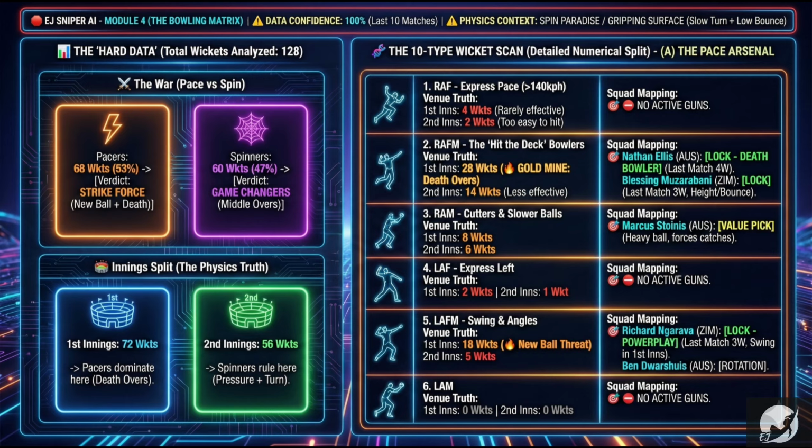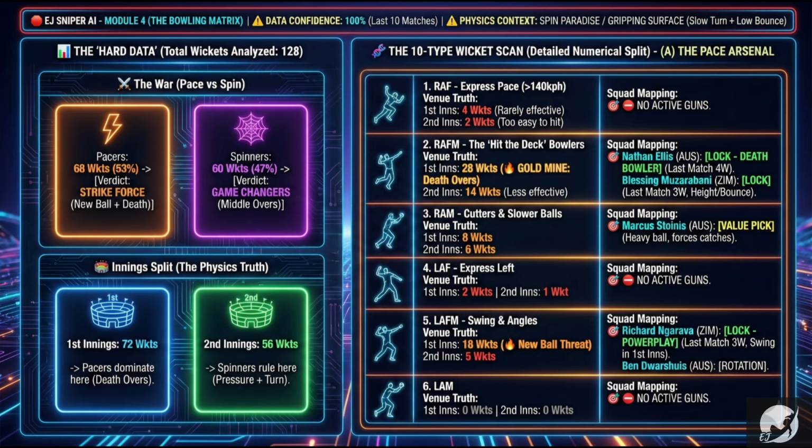Who fits this profile? Nathan Ellis and Blessing Musirabani. Ellis bowls death overs with cutters. Musirabani uses his height for awkward bounce. They are gold mines. And for the power play? Look at Category 5, left arm fast medium. Richard Ngarava. The angle creates swing early on. He is a lock for the new ball. So the order is clear. Load the cutters and angle bowlers.